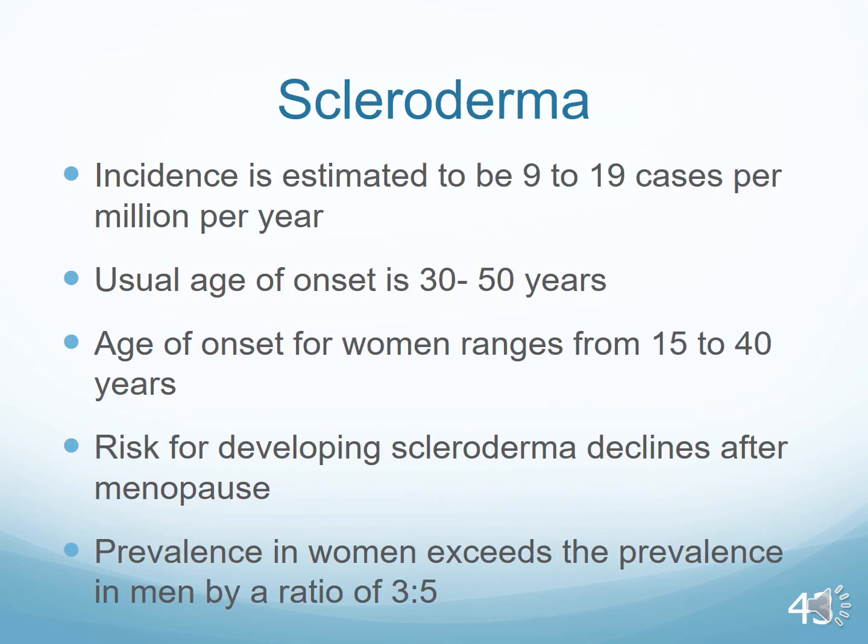So, scleroderma. Moving on to scleroderma. Scleroderma is estimated to be 9 to 19 cases per million per year. The usual age of onset is 30 to 50 years. The age of onset for women ranges from 15 to 40, so this is something that can happen to them in their teen years. Risk for developing scleroderma declines after menopause. How lucky for us. And the prevalence in women exceeds the prevalence in men by a ratio of 3 to 5.